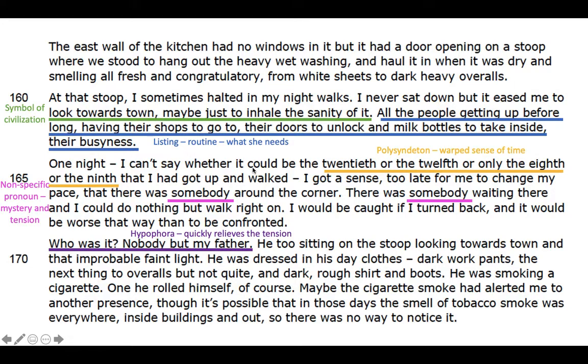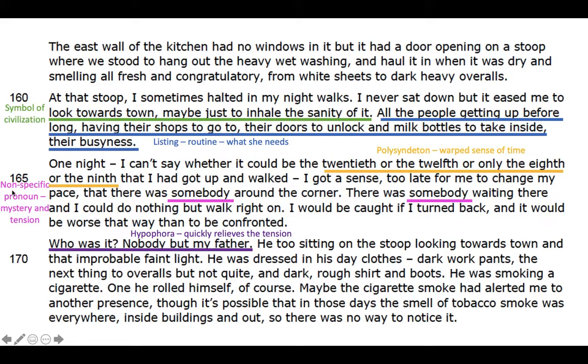And again, look at the effect her being at home, not having any routine, has had on her mental health. I can't say whether it could be the 20th, the 12th, the 8th, the 9th. She has this warped sense of time. I'd certainly have had this during lockdown. I've struggled sometimes to figure out what day of the week it is, or if you're on summer holidays and you don't have a routine, you can wake up thinking, oh god, I have no idea if it's a Wednesday or a Saturday. So that's kind of what's happened to her, you might argue.